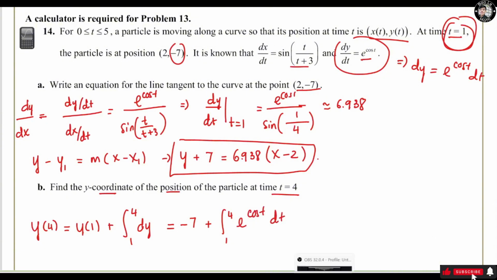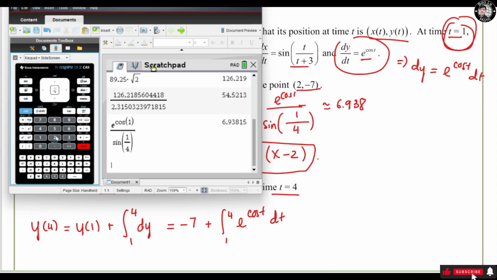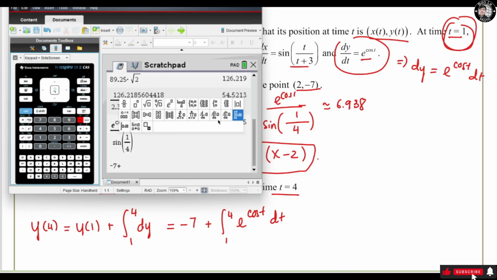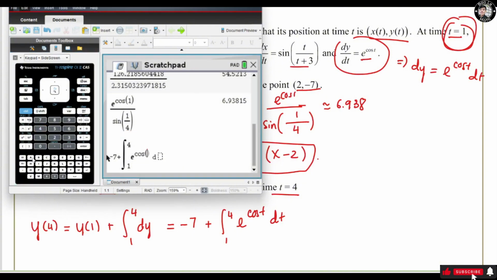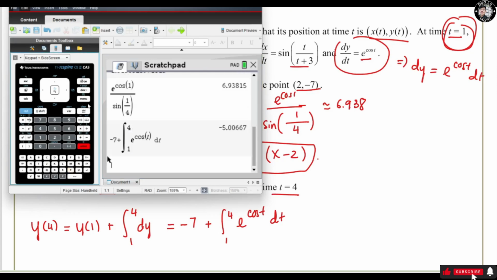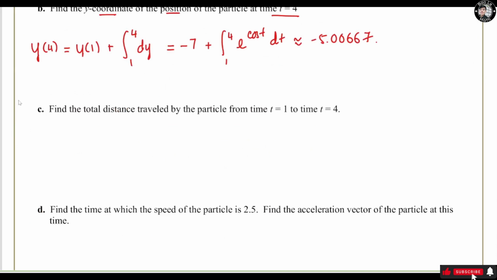Now we need to pull up the calculator. So we have -7 plus, hit the button right here, the integral right here from 1 to 4, e to the cosine t dt. Press Ctrl Enter. It's going to give you -5.00667, right?